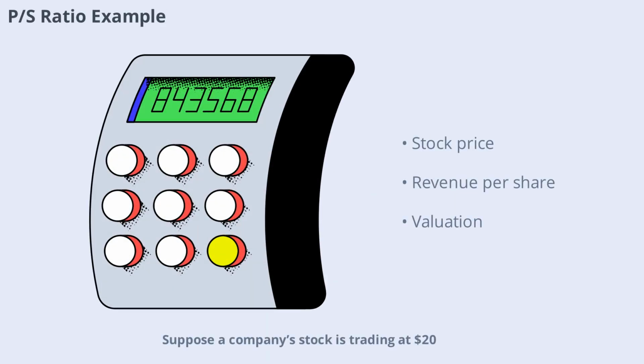Suppose a company's stock is trading at $20 per share, and its revenue per share is $5. The PS ratio is $20 divided by $5, which equals 4. This means investors are paying $4 for every $1 of revenue. Comparing PS ratios across companies helps spot undervalued or overvalued stocks.